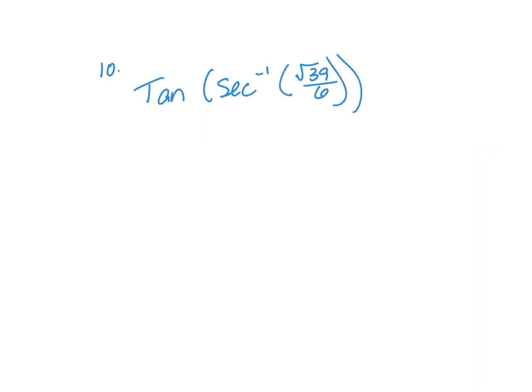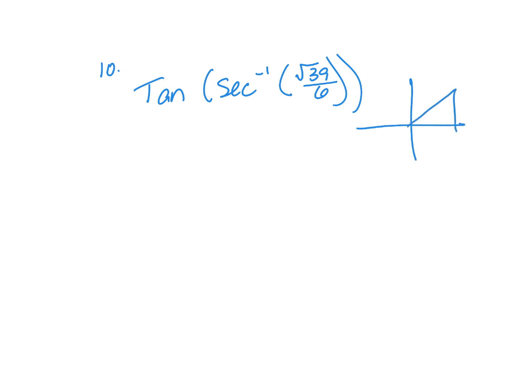So we cover up the tan. We work from the inside out, like those little Russian stacking dolls, where you keep opening them up and there's a doll inside. So you're going to look at this inside. It says, who has a secant of root 39 over 6? So let's draw it. Since it's positive, we're going to go into the first quadrant, right?